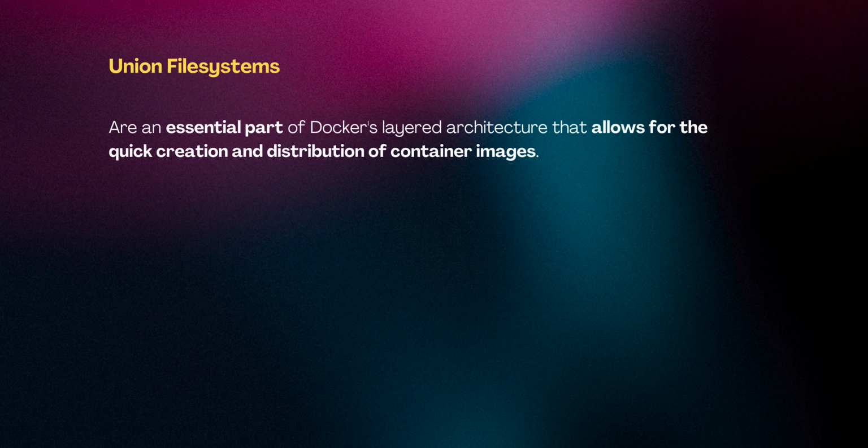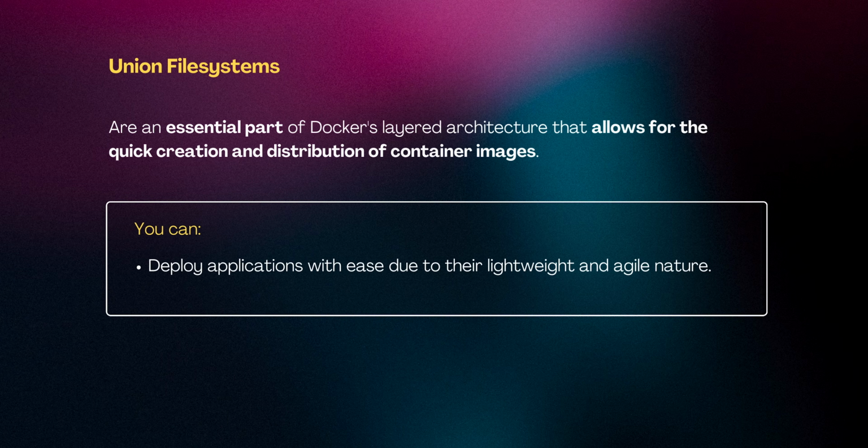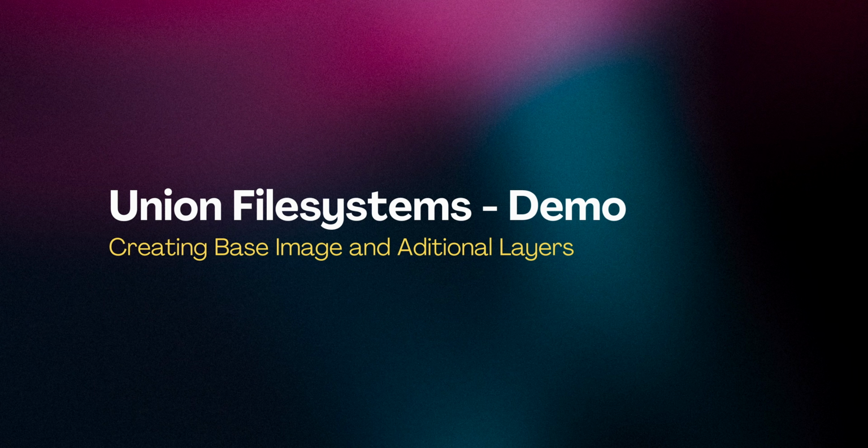Explore the world of Union file systems, which are an essential part of Docker's layered architecture that allows for the quick creation and distribution of container images. By using these file systems, you can deploy applications with ease due to their lightweight and agile nature. In the next demo, we will gain a deeper understanding of how Docker's Union file systems work, and you'll see how they improve the speed and efficiency of container operations.